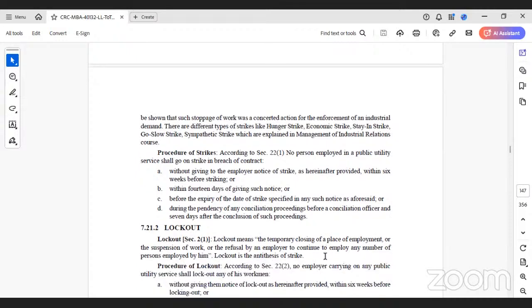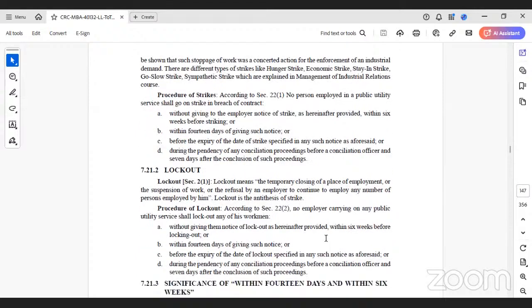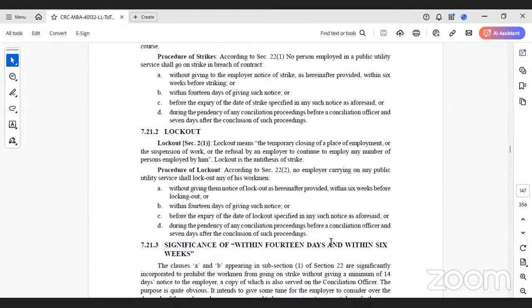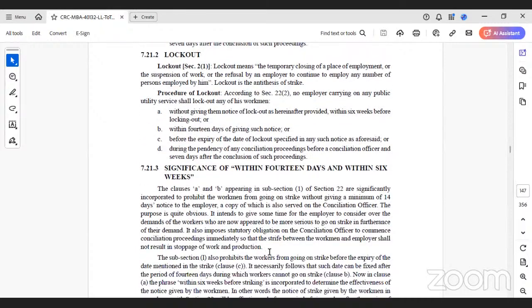Lockout means it is a temporary closing of a place of employment or suspension of work or the refusal by an employer to continue to employ any number of persons employed by him. So a lockout is temporary closing of the place of work. Now coming to the procedure, without giving any notice, that is, 6 weeks notice is mandatory, and within 14 days of giving such notice before the expiry of the specified lockout period or whenever there is any pendency of the conciliation board, lockout is not valid.